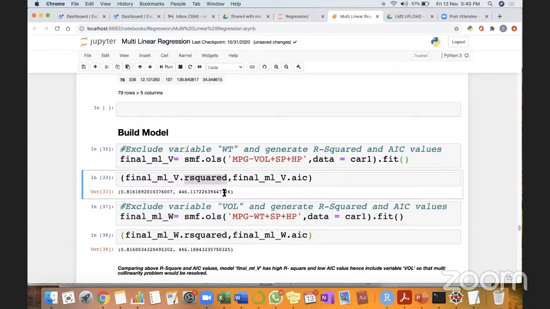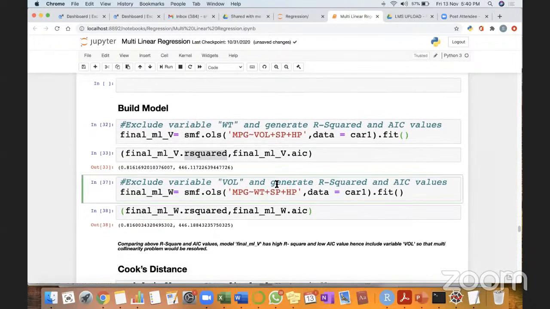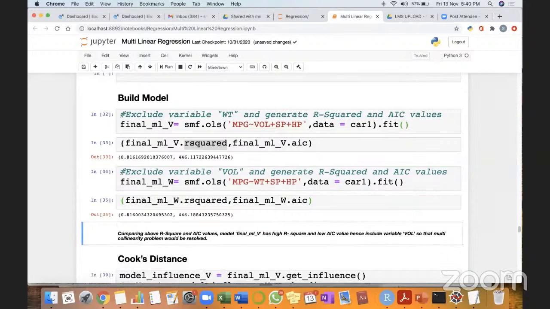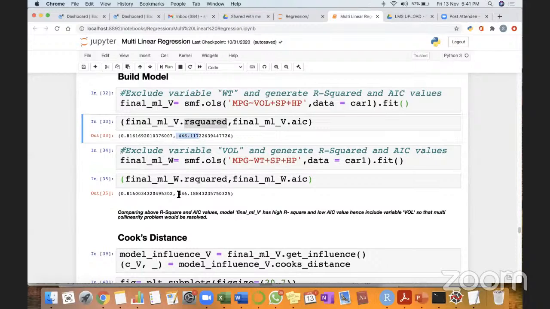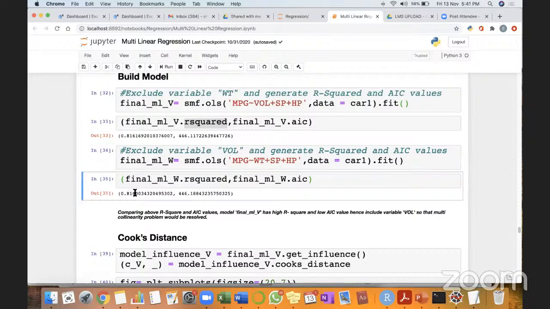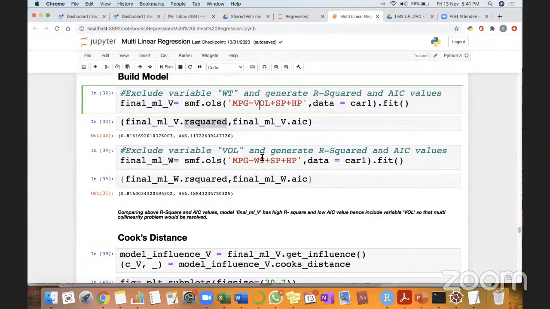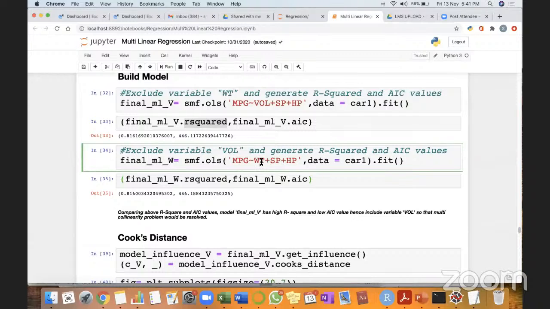Then let us remove volume. As part of the exercise, we thought of removing one variable and keeping track of the R square value and AIC values, right? In that, we identified that volume has to be removed, and HP has to be included. Right. So here it is 0.82, without volume and with weight. We have AIC values of 446.1 and here 446.118. That means when you include weight in the linear regression equation, the AIC value is a little bit more, and the R square value is a little bit less. So after comparing the R square value and AIC values, what we can conclude is volume we can retain, and weight has to be removed. This is based on subset selection in order to avoid the multicollinearity problem. That is what we can conclude from this.